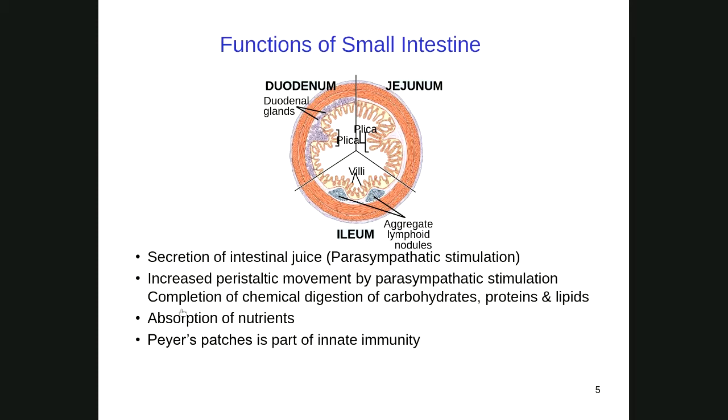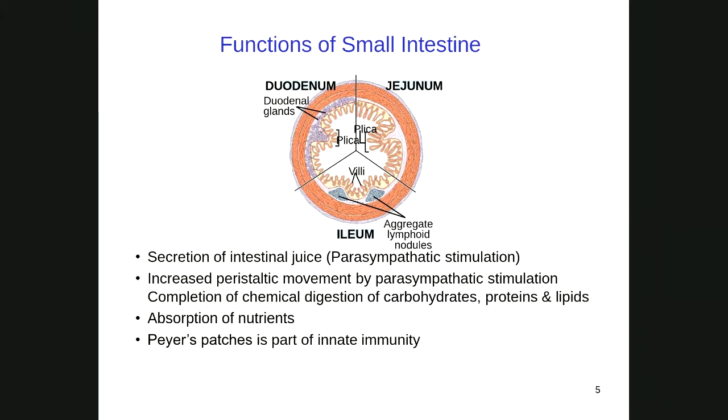In addition, the completion of the chemical digestion of carbohydrate, protein, and lipid happens in the intestine. Absorption starts in the intestine. Immunological part by Peyer's patches, which is lymphatic tissue, that will guard the small intestine. So these are all functions of the small intestine.